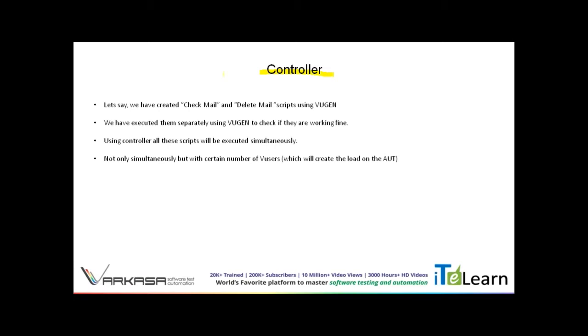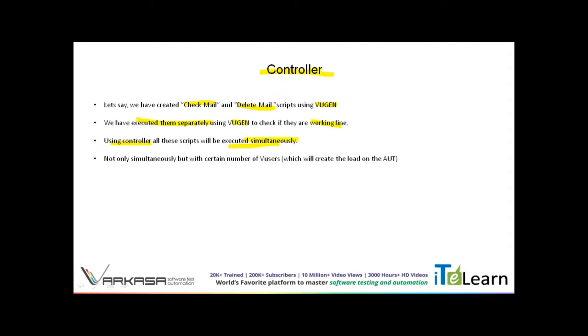So let's say we have created two scripts and our application under test, let's assume it's the Gmail application. AUT is application under test, and we are doing the performance testing on the Gmail application. As a part of it, let's say you've created only two scripts using the component called VUGen. Then we have executed them separately using VUGen, and the scripts are working fine. Now, using the component called controller, we will be executing them simultaneously.